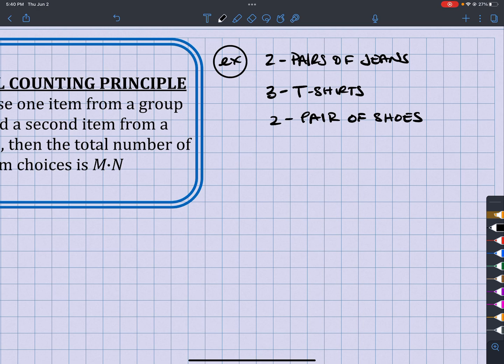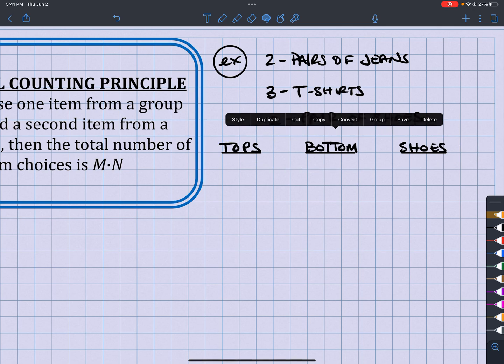So, what you have to think of is this, right? What you need when you're getting dressed is that you need your tops, your bottoms, right? Your tops would be like your shirts, your bottoms, meaning your pants, and then your shoes, right? So each of these are important. So now the question is, how many choices do you have for each one of them, right?